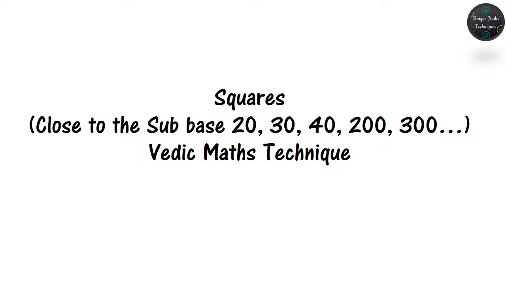In my previous video, I had explained how to calculate squares of the numbers which are closer to the base 10, 100, 1000 and so on. But in this video, I will explain how to calculate squares for the numbers which are closer to the sub-base, that is 20, 30, 200, 300 and so on. The method is almost similar with one extra step which I will show you in this video.